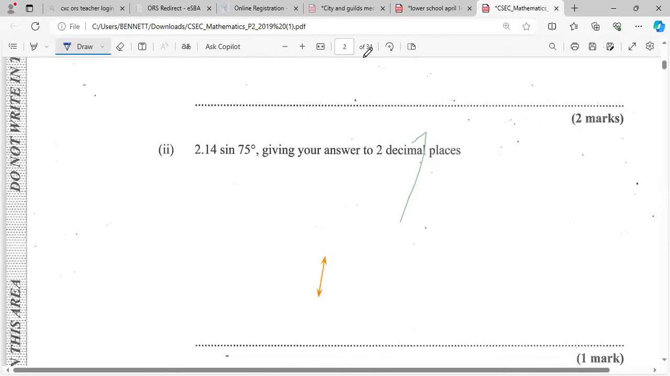Sir, what do you mean? When you put in the 2.14, you have to bracket it, times sine 75. Yeah, some calculators work that way. So you put the sine 75 in brackets, so it actually works out that part first. So 2.14 times bracket sine 75 bracket. Some calculators work just fine, but some don't. Yes, sir, that's my calculator. I get it, sir.